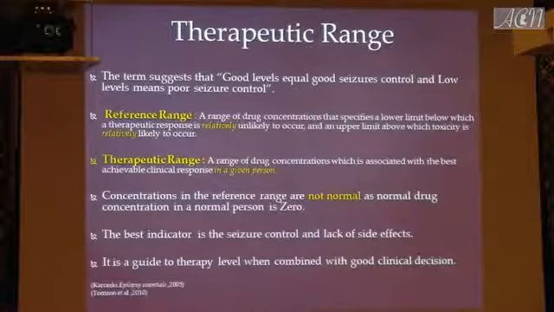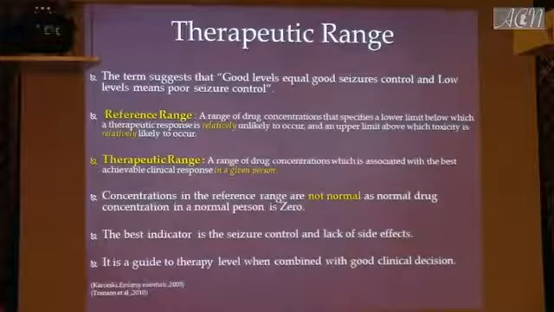Now, the term therapeutic range suggests that a good level equals good control and a low level equals poor control. And we know that this is not the case, especially with the newer AED medications. So instead, we will refer to it as the reference range. The reference range is the range of drug concentration that specifies the lower limit, below which seizure control is relatively unlikely, and the upper limit, above which toxicity is relatively likely to happen. We are talking about relativity.